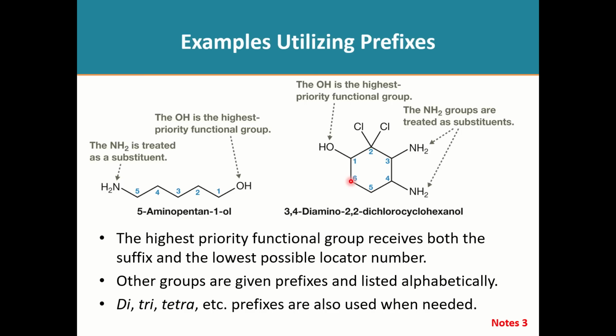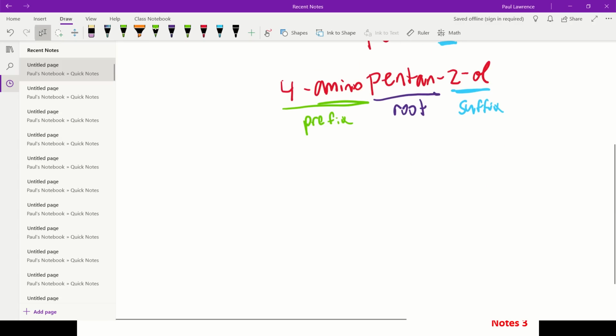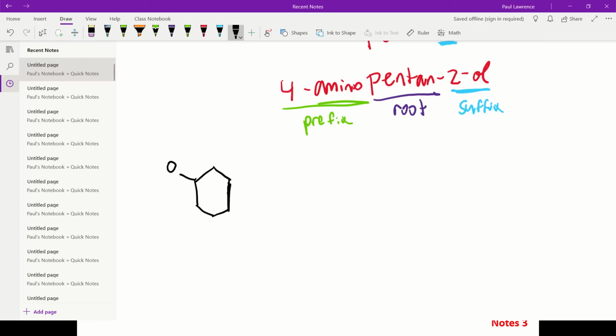Now let's take a look. Let's go and name this guy, and let's walk ourselves through it. Okay. I want to show you my process of solving these, naming these molecules. Okay.